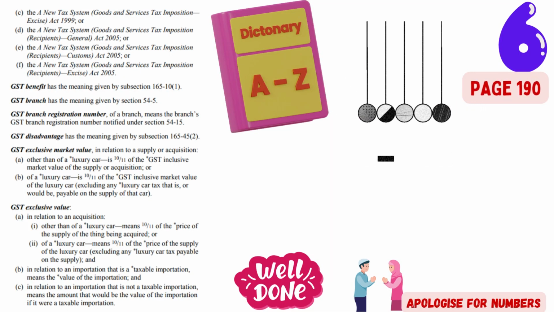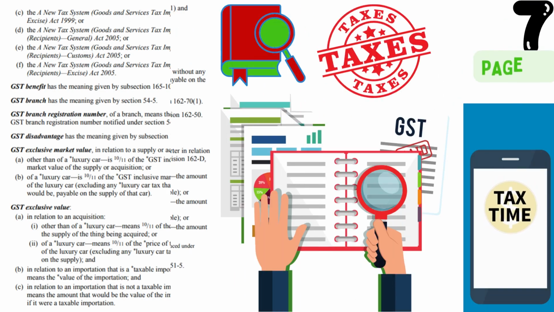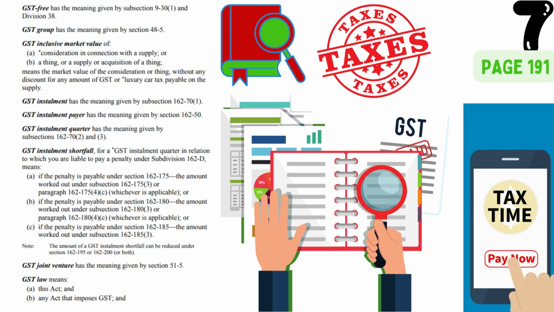That was it for page number 190, friends. This was section 6 of this video. Now we will head to section 7. Now, we will explain words on page number 191 of Division 195 of GST Act Volume 2. This is the last section, section 7 of this video, for dictionary. Please find words on screen.